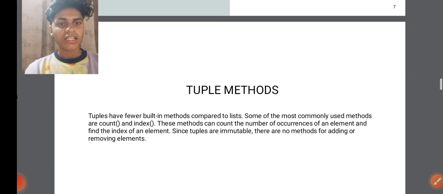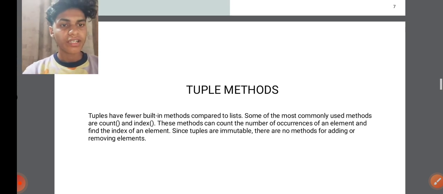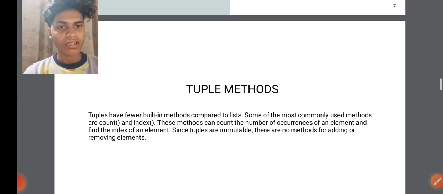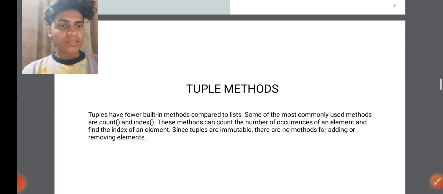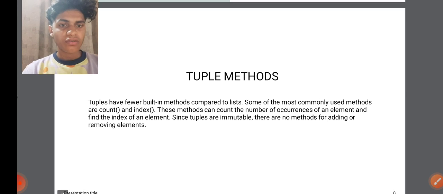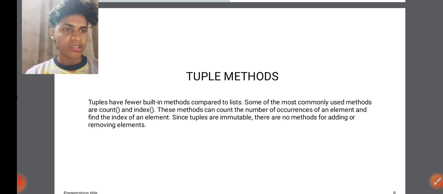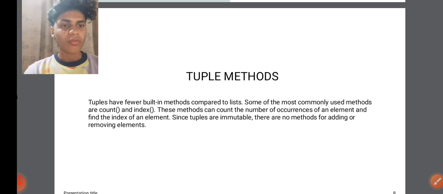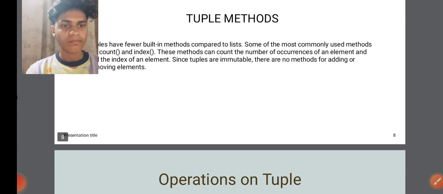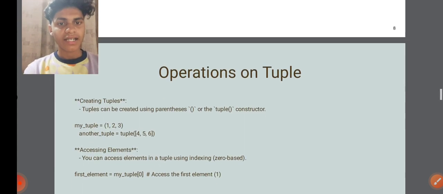Tuple methods. Tuples have fewer built-in methods compared to lists. Some of the most commonly used methods are count and index. These methods can count the number of occurrences of an element and find the index of an element. Since tuples are immutable, there are no methods for adding or removing elements. Immutable means we cannot add or remove elements. One of the drawbacks is that tuples are immutable.